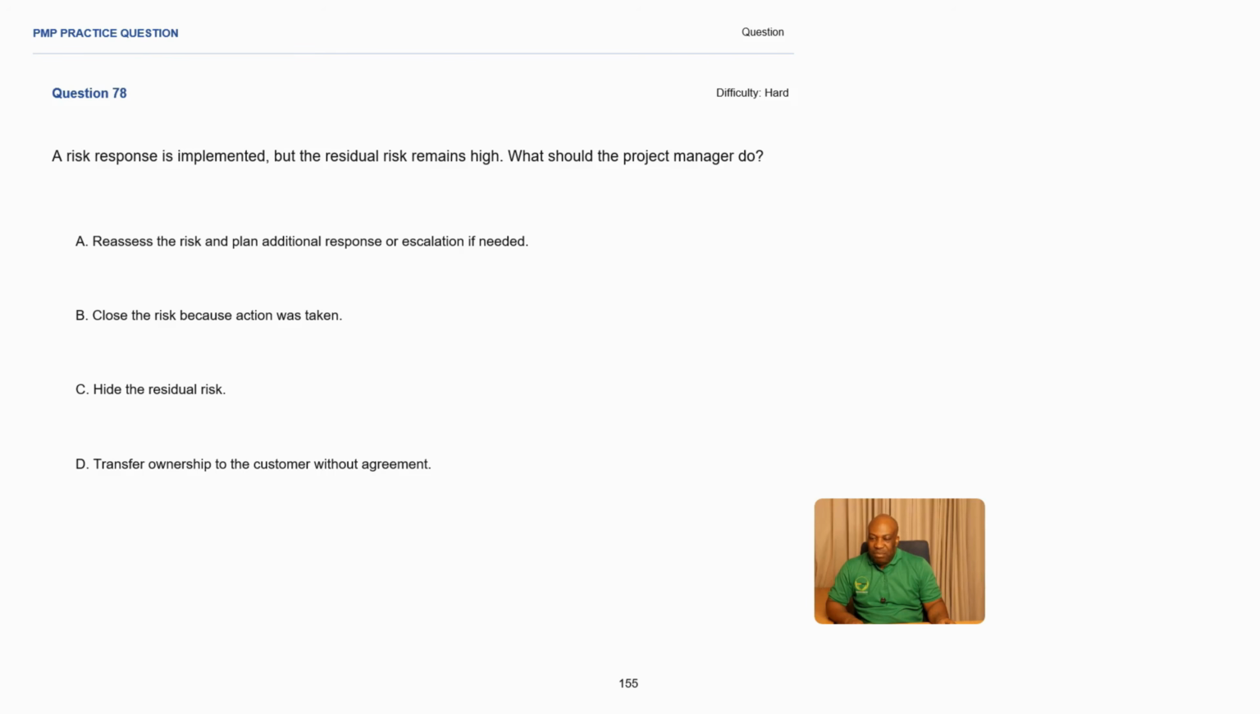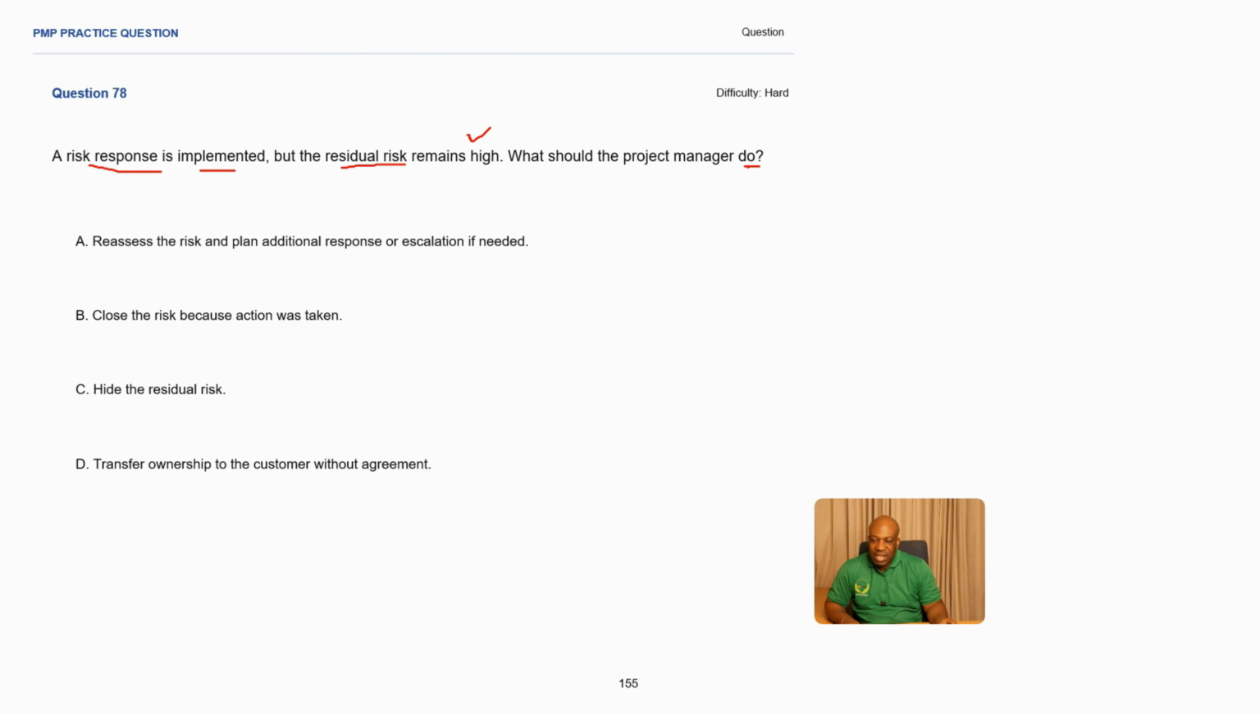All right, practice question number 78. A risk response is implemented, but the residual risk remains high. What should the project manager do? Okay, so our problem statement here is we have a risk response that is implemented, but the residual risk, which is coming out of that implementation, is still very high. What should the project manager do?